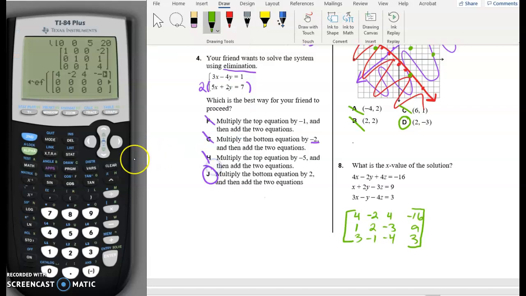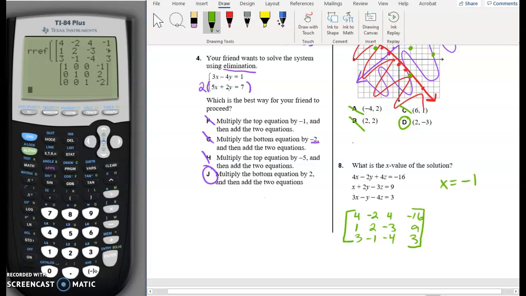Oh, my bad, guys. My apologies. Negative 16, 1, 2, 3, 9, 3, 1, negative 4, and 3. And so I have a value of x equals negative 1.